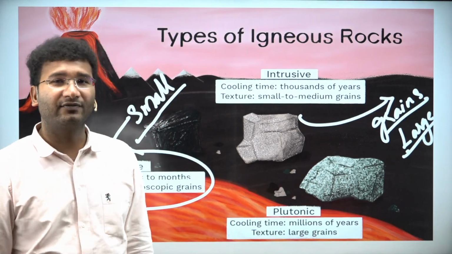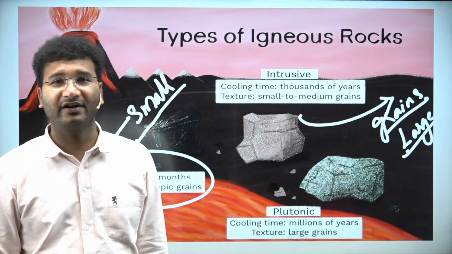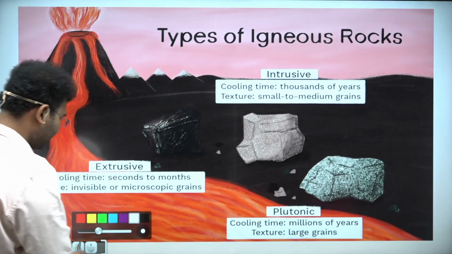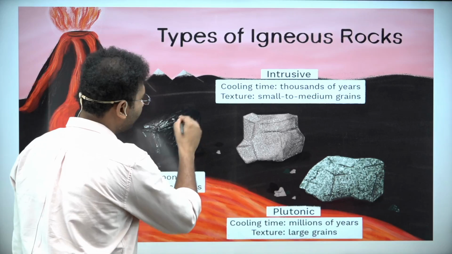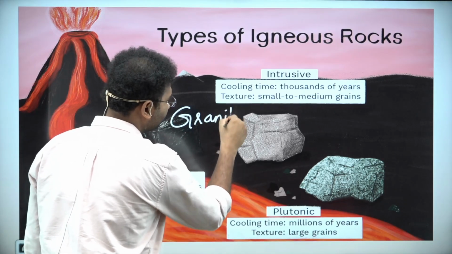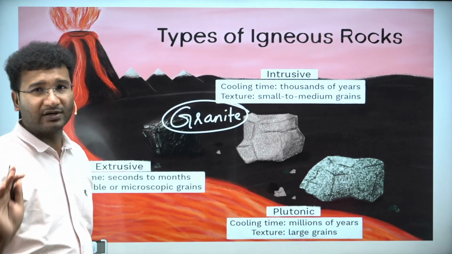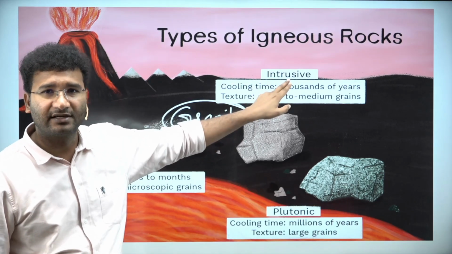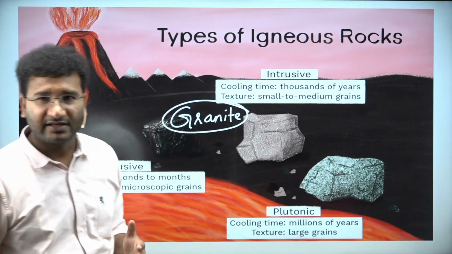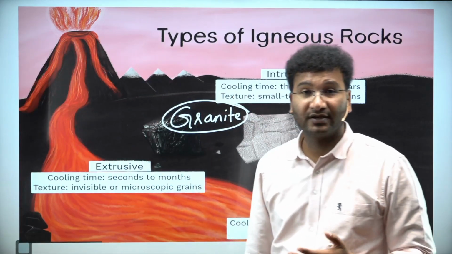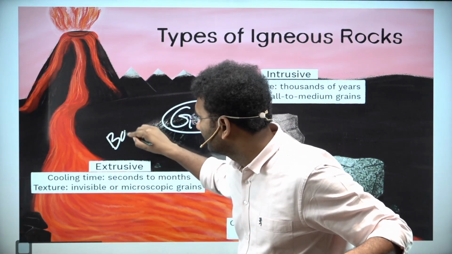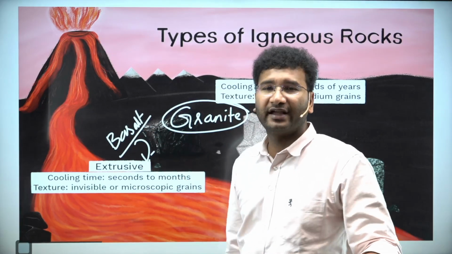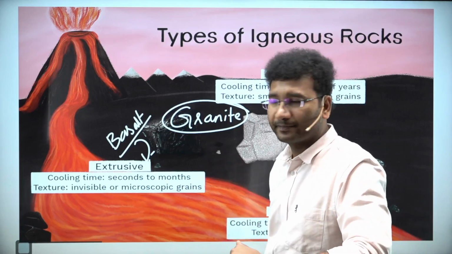Now what is an example for extrusive igneous rocks and what is an example for intrusive igneous rock? One of the finest examples that I can give for intrusive igneous rock is, have you ever heard of granite? Granite is one of the finest rocks as an example of intrusive. Whereas you might have heard about basalt. I'll show you both these rocks. This basalt is an extrusive igneous rock which is cooled faster.